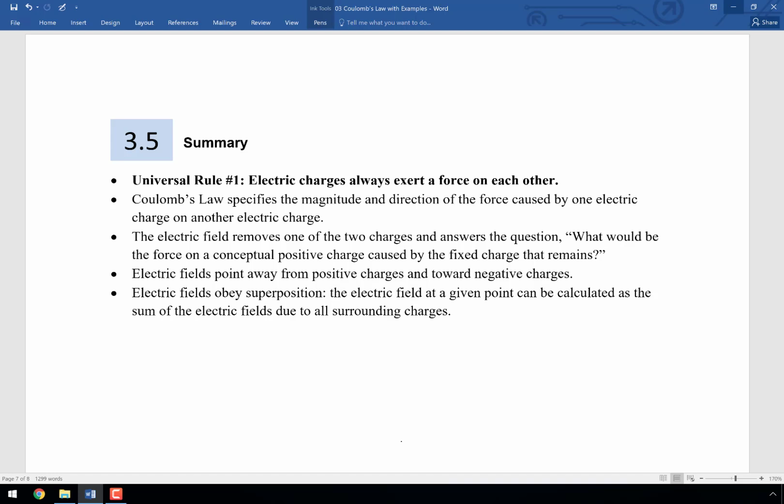We can use Coulomb's law to specify the magnitude of that force. We can use the electric field to consider not 2 charges, but only 1 charge. And we're going to say what would happen if we removed the second charge and then we conceived of a charge that we would place at every point around the first charge. And electric fields always point away from positive charges toward negative charges, and electric fields always obey superposition. In other words, the electric field at a given point can be calculated as the sum of the electric fields due to all of the surrounding charges. Today, those summations have just been for discrete charges, but next time we'll see what happens if it's a continuous charge.